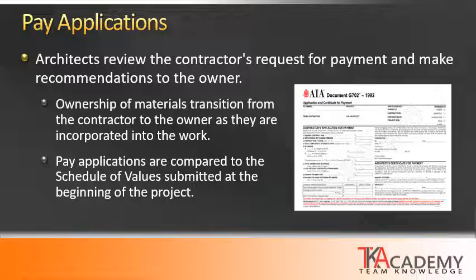The pay applications, when they're received, a typical example here is in AIA document G702. These are compared to the schedule of values, which is called the continuation sheet on G703. Again, from the very beginning, the schedule of values is the baseline. So these pay applications are compared to the schedule of values to see the percentage of work that has been completed and the amount of payment that the contractor is requesting.